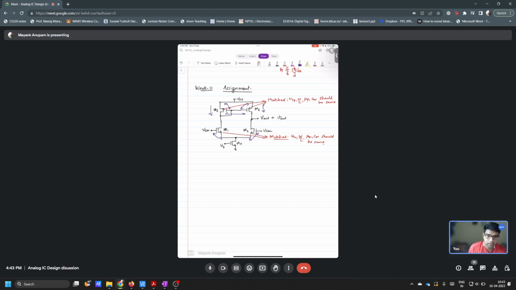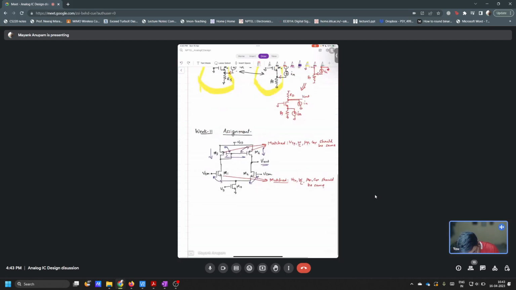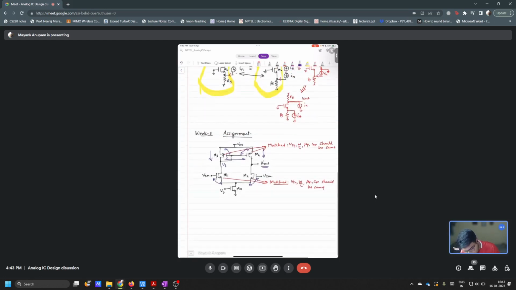correct? And this V out, in absence of any small signal, should be equal to this voltage. Let's call this V1. So this V out should be equal to V1 in absence of any small signal, if everything is fine, right? In the common mode, this V out and V1 should be exactly the same, correct?